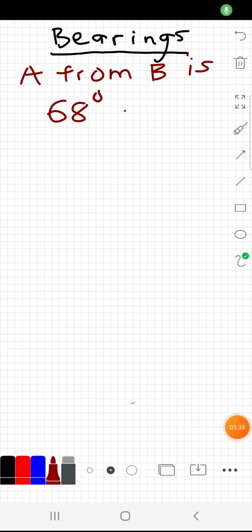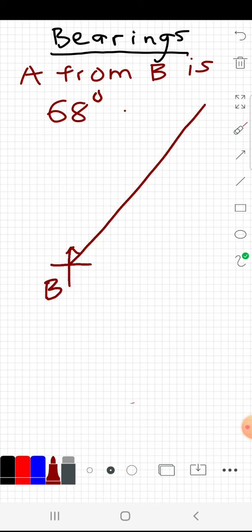So the bearing of A from B is 68 degrees. Wow, so from B, I start from B. This is my B. That's the north of B. This is B. 68 degrees is between the north and the east. So my line is here, right here. I stop anywhere and I draw my A, sorry. So this is my A.